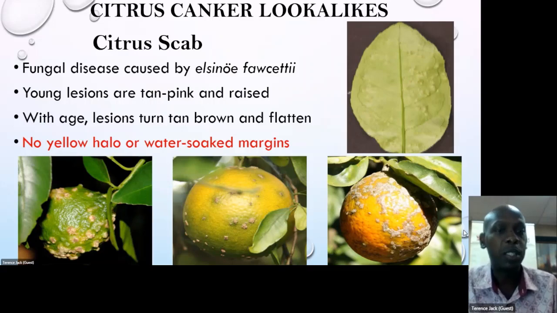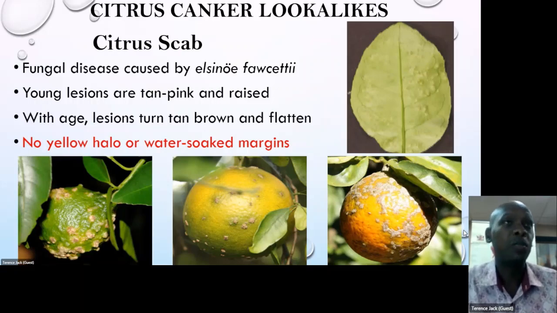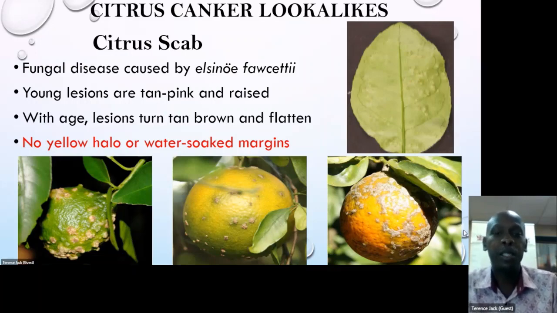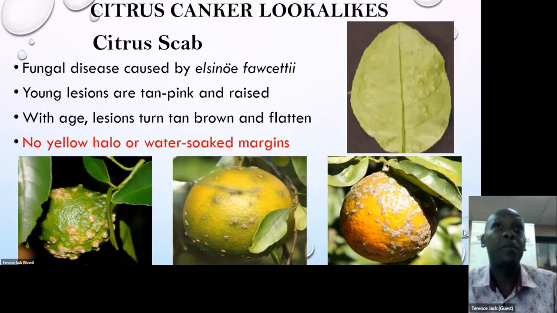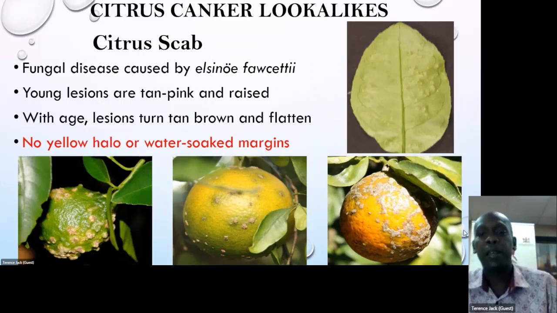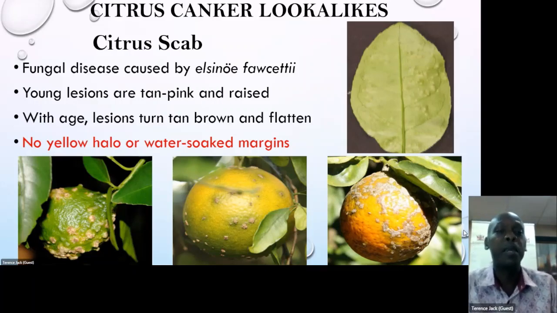Now, the first lookalike disease is citrus scab. This disease is a fungal disease caused by Elsinoë fawcettii. As a fungal disease, it is already different from citrus canker, since citrus canker is a bacterial disease. For us at the research division, at the pathology unit, if we collect a sample like this, we will be able, through all laboratory processes and through our diagnostic protocols, to determine whether you have been affected by a fungal disease, in this case citrus scab, or whether you've been affected by a bacterial disease such as citrus canker. But everyone may not be afforded the opportunity to have access to diagnostic processes.